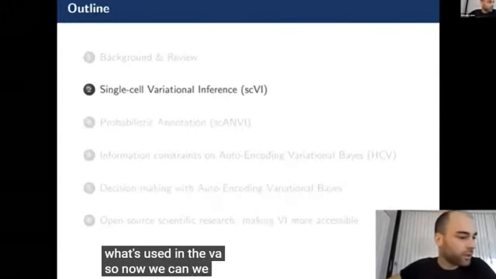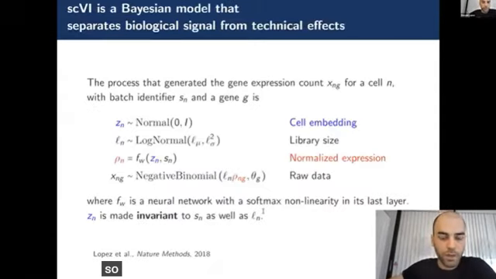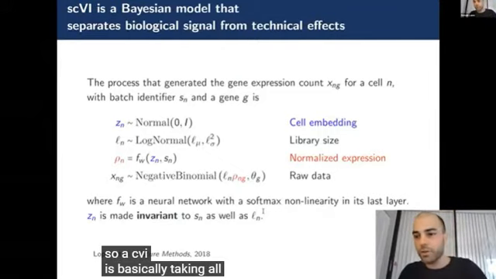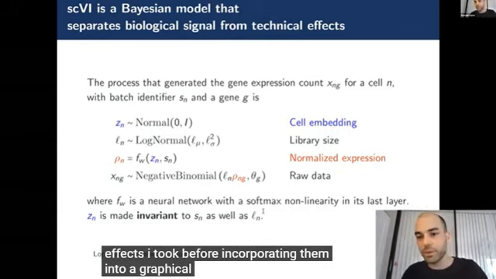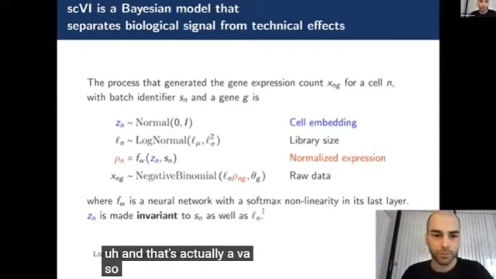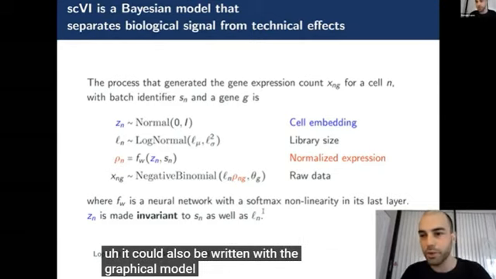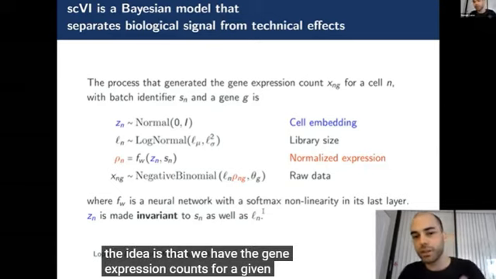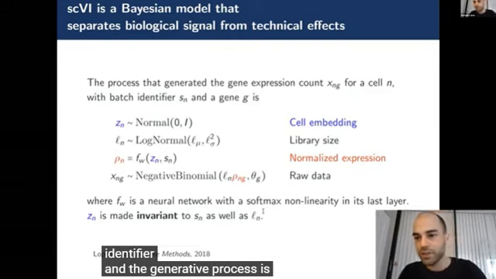So now we can talk about scVI. scVI is basically taking all of the technical effects I talked about before and incorporating them into a graphical model, and that's actually a VAE. So we want to write a generative process, which could also be written with the graphical model as I showed before. The idea is that we have the gene expression counts for a given cell in a given gene. We have the batch identifier, and the generative process is as follows.